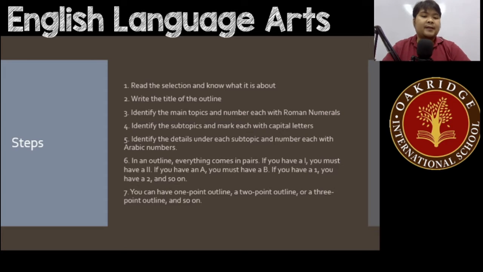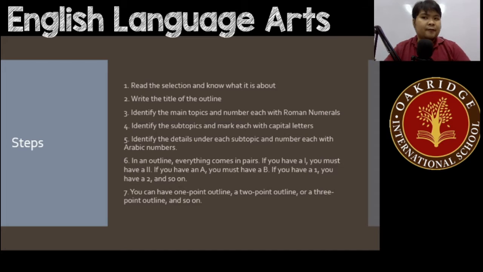Identify the subtopics and mark each with capital letters. Each of the main topics has subtopics. So for example, for each of those, you have very different properties, different examples, different forms or concepts. Anything that's connected to the main topics, you're going to be writing about as subtopics, and you're going to write them with capital letters A, B, or C.